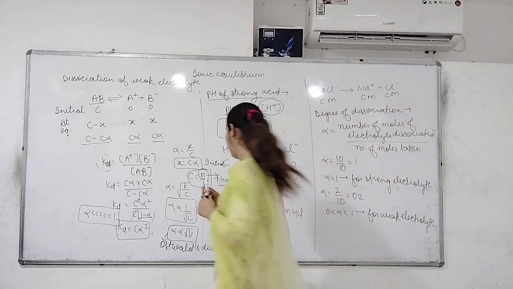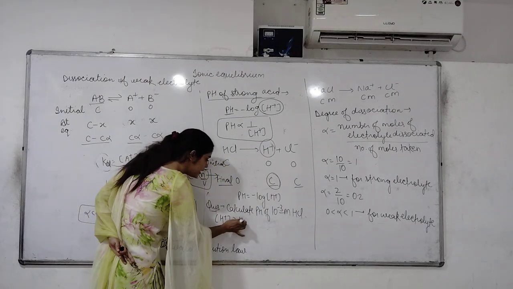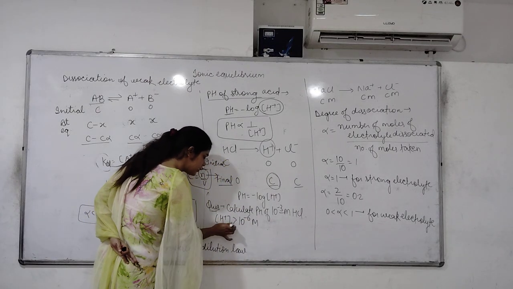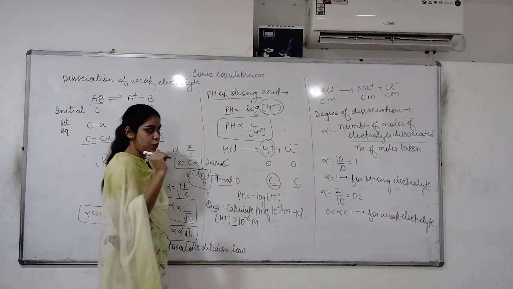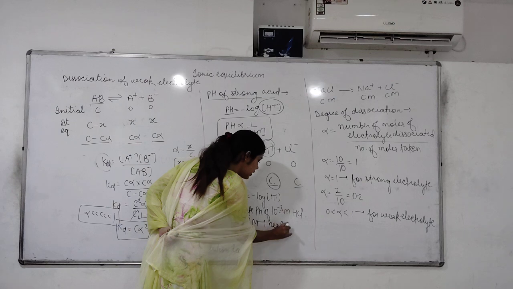So there is a rule. If H positive ion concentration is greater than 10 raised to power minus 6 molar or equal to 10 raised to power minus 6 molar, you will neglect H positive concentration of water.